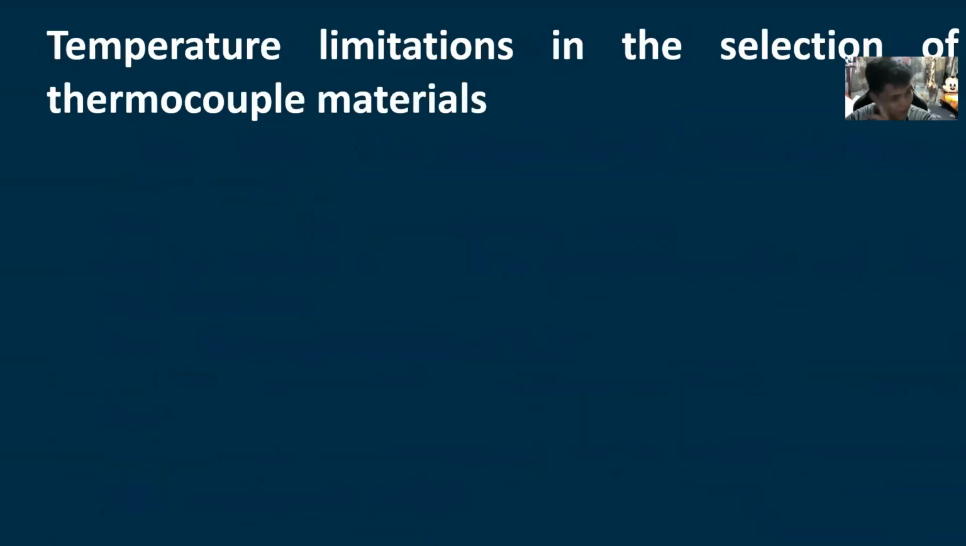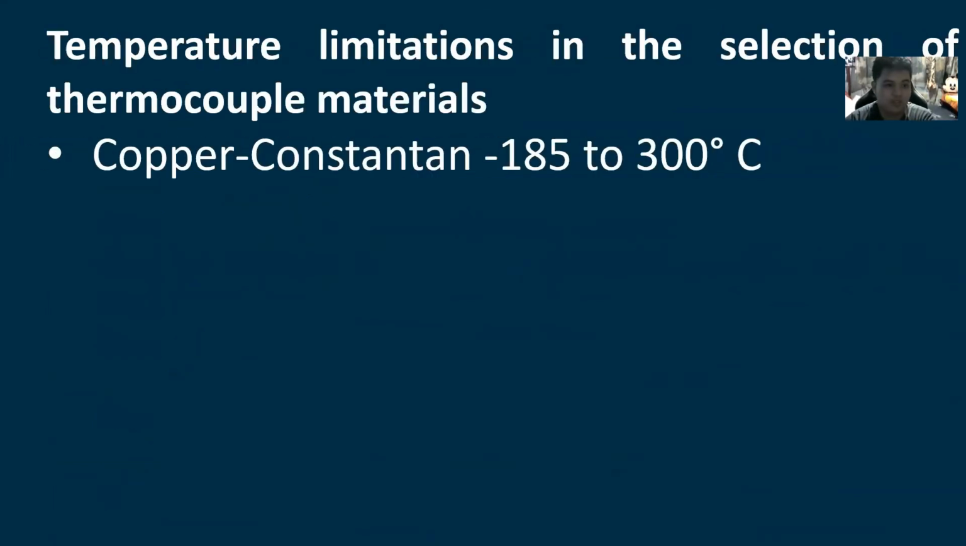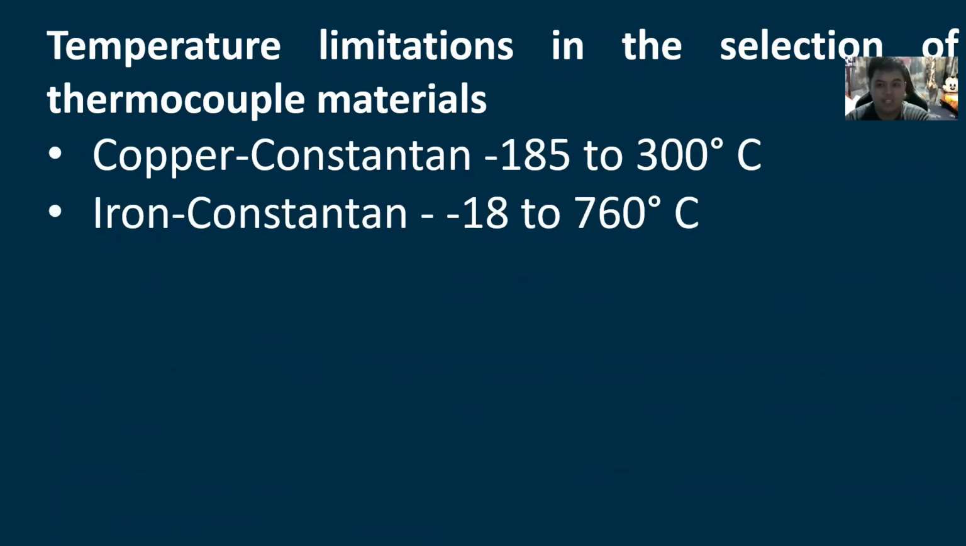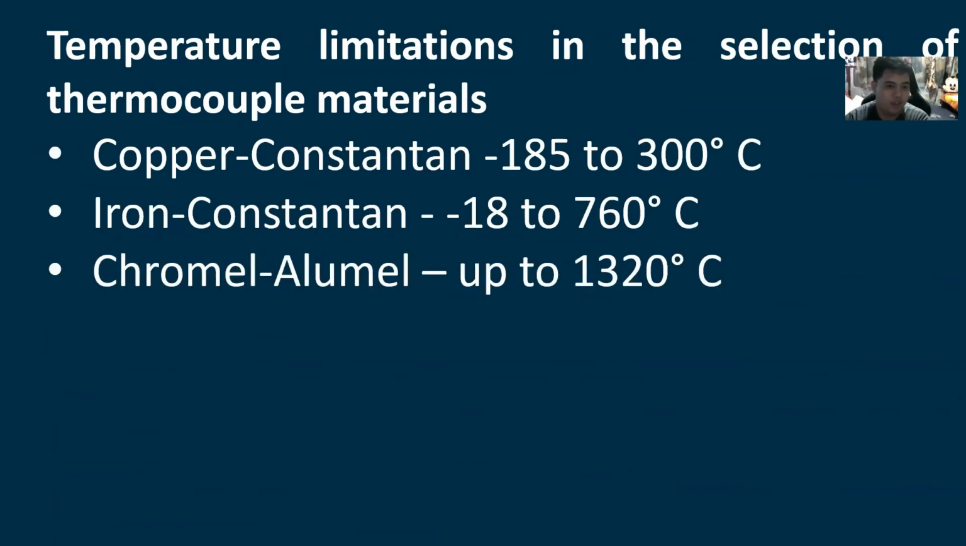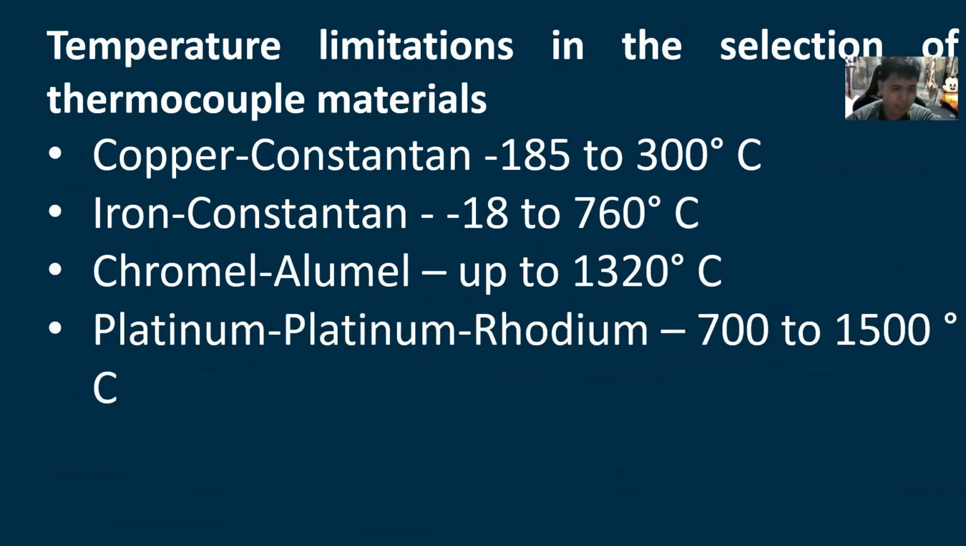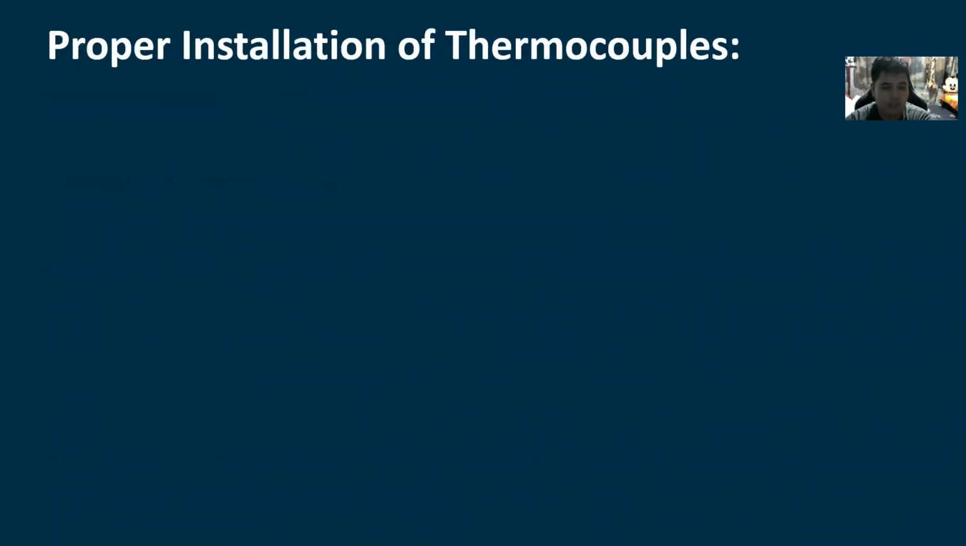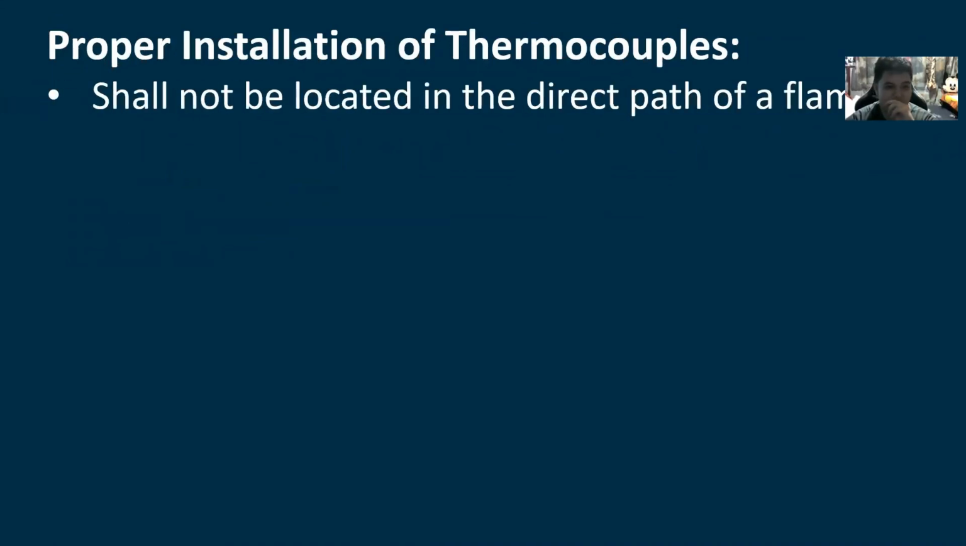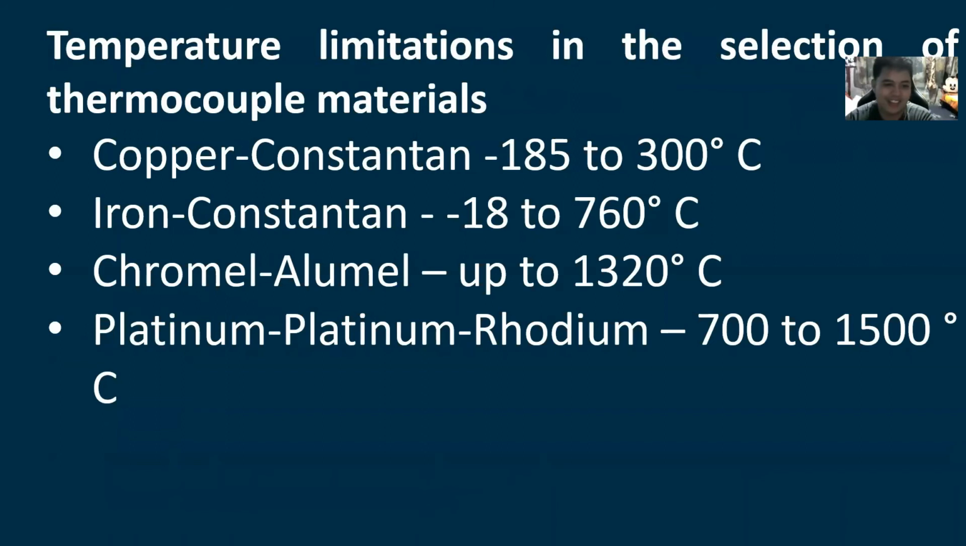So these are the temperature limitations in the selection of thermocouple materials, or the best temperatures for these materials. Copper constantan, minus 185 to 300 degrees Celsius. Iron constantan, minus 18 to 760 degrees Celsius. Chromel alumel, up to 1320 degrees Celsius. Platinum rhodium, 700 to 1500 degrees Celsius.